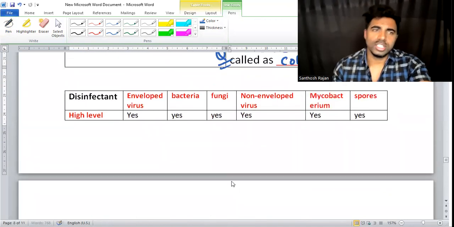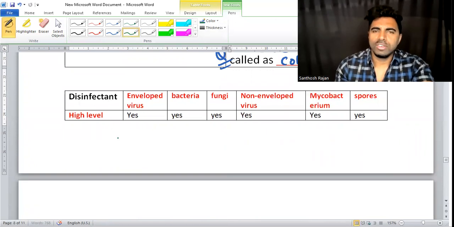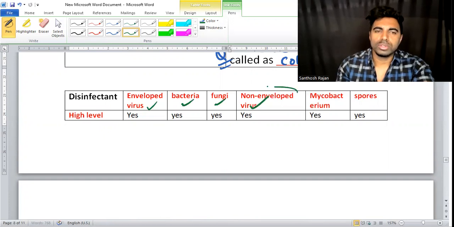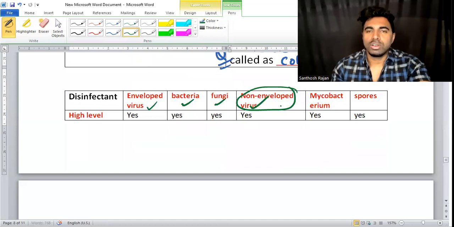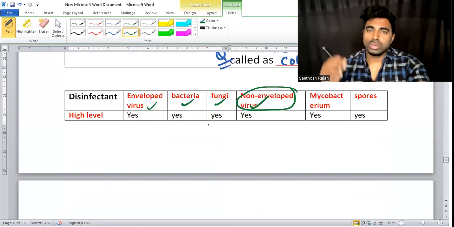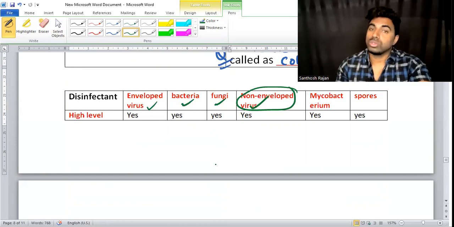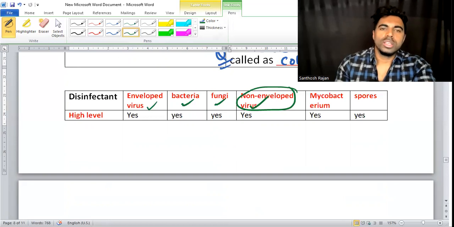Now, another important topic, disinfectant. See, this is very important. If you talk about disinfectant, we have different categories: high level, medium, and low level. High level kills everything: enveloped virus, bacteria, fungi, non-enveloped virus. I told you non-enveloped is always dangerous because there's no envelope. A disinfectant like alcohol can't act on it. They are more powerful than the envelope. Where an envelope is present, your disinfectant can target the envelope and kill it easily. But in non-enveloped virus there's no envelope, so it can't act on that. I've spoken about this in virology very clearly, so please check the virology topic. And then mycobacterium also, and then spores, everything.